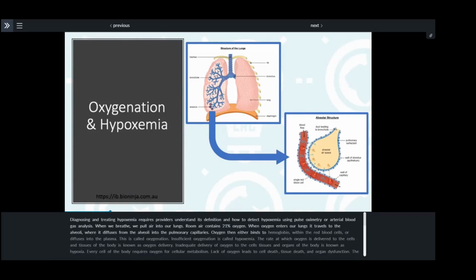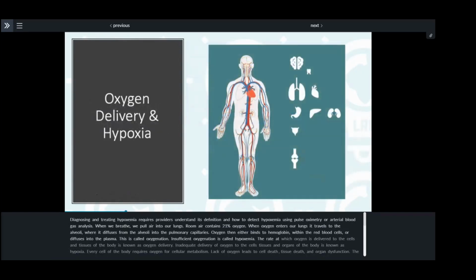Oxygen then either binds to hemoglobin within the red blood cells or diffuses into the plasma. This is called oxygenation. Insufficient oxygenation is called hypoxemia. The rate at which oxygen is delivered to the cells and tissues of the body is known as oxygen delivery. Inadequate delivery of oxygen to the cells, tissues, and organs of the body is known as hypoxia.